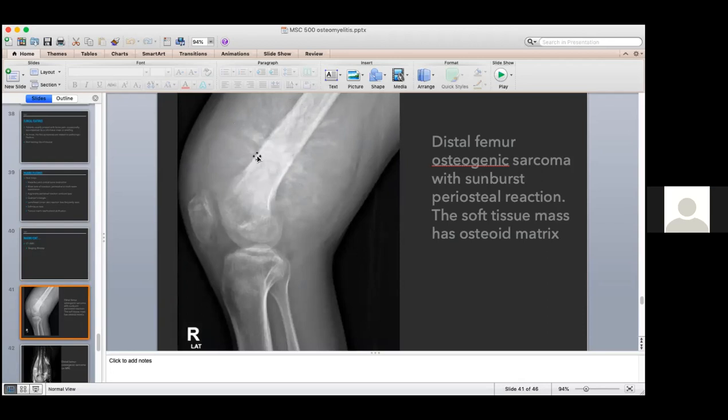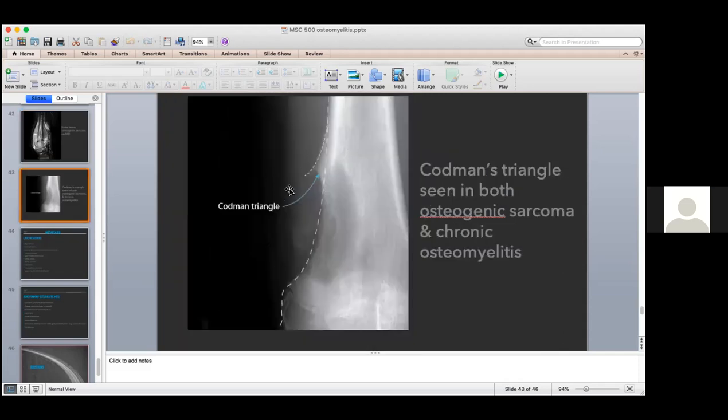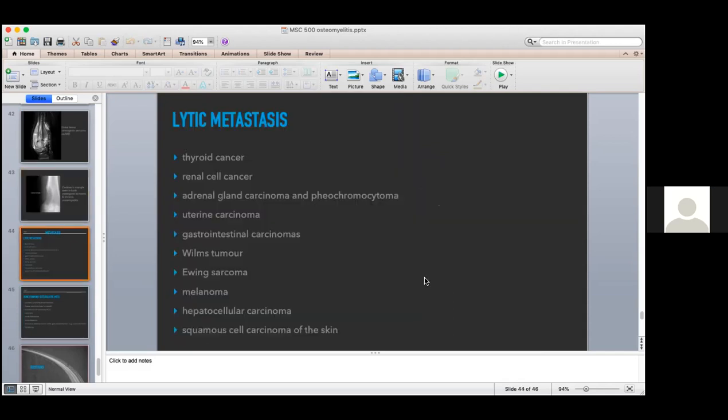Okay, so nowadays we have what we call limb sparing surgery. So if we stage the tumor and we say there is no other bone lesion in the same bone, then we can just amputate that part of the limb that has tumor and leave the rest of the bone. That is an MRI of the same patient with the distal femur osteogenic sarcoma. Okay, here is the Codman's triangle. You can see this elevation. Okay, so this is the Codman's triangle. We see it both in osteogenic sarcoma and chronic osteomyelitis.